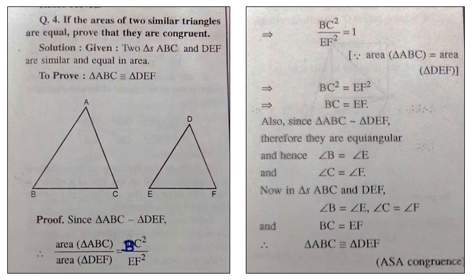Since triangle ABC is similar to triangle DEF, their corresponding angles are equal. They are equiangular. So angle B is equal to angle E. Angle C is equal to angle F. Now in triangle ABC and triangle DEF, angle B equals angle E, angle C is equal to angle F, side BC equals EF. Two angles and the included side are equal. So triangle ABC is congruent to triangle DEF by the ASA congruence rule.